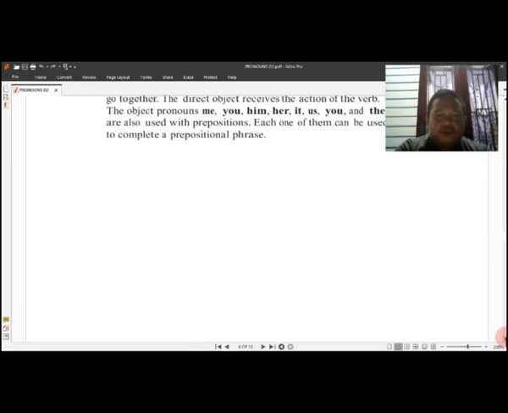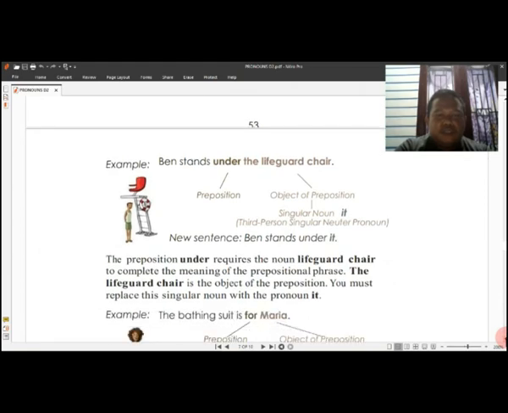Object pronouns with prepositions. Maybe this is a simple example that you can find in your daily life: Ben stands under the lifeguard chair. Let's analyze the nouns. The noun is Ben, and we also have the noun as object, the lifeguard chair. So we can switch Ben and the lifeguard chair into pronouns. We also have a verb here, which is stands, and a preposition, which is under.